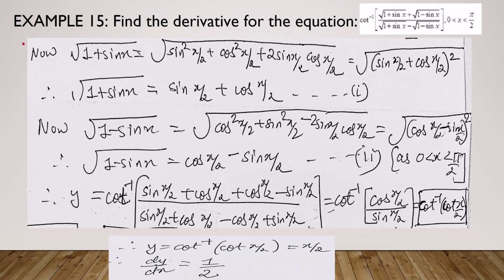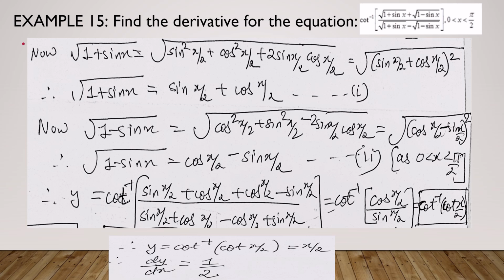So root of 1 plus sin x is the root of sin square x by 2 plus cos square x by 2 plus 2 sin x by 2 cos x by 2. This is nothing but sin x by 2 plus cos x by 2 whole square. Hence what we have got is root of 1 plus sin x is sin x by 2 plus cos x by 2. Let this be equation 1. Similarly, root of 1 minus sin x will be cos x by 2 minus sin x by 2. Let this be equation 2.